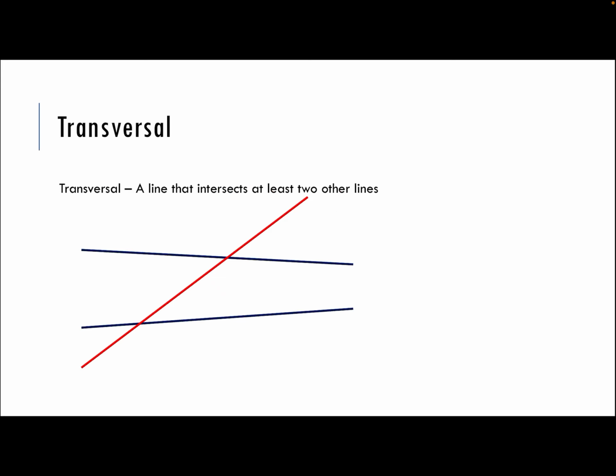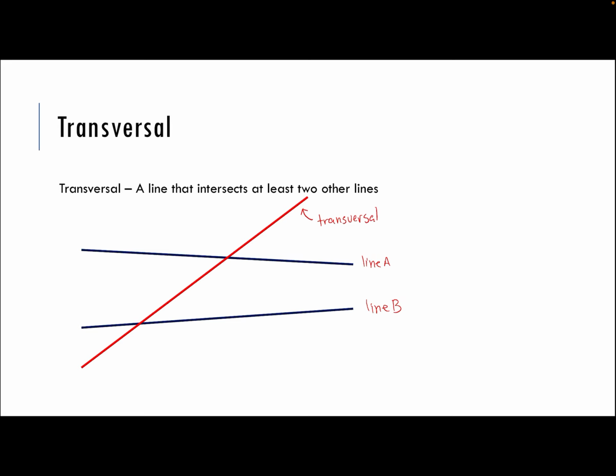First, we're going to talk about what a transversal is. So a transversal is just a line that intersects at least two other lines. So in this case, the red line is our transversal. And then we'll say we call this line A and we call this line B. Then because the red line goes through line A and line B, that means that the red line is a transversal.